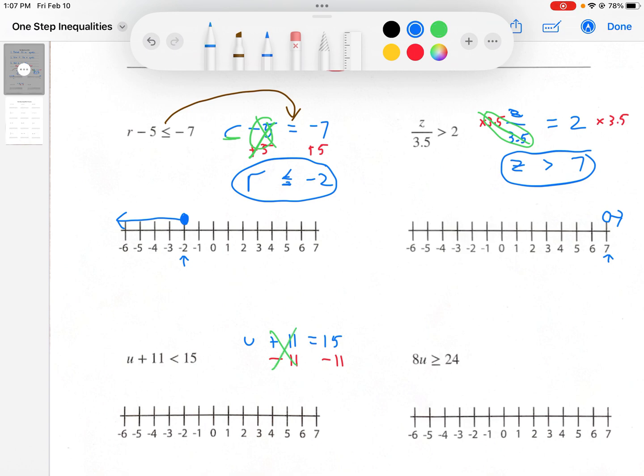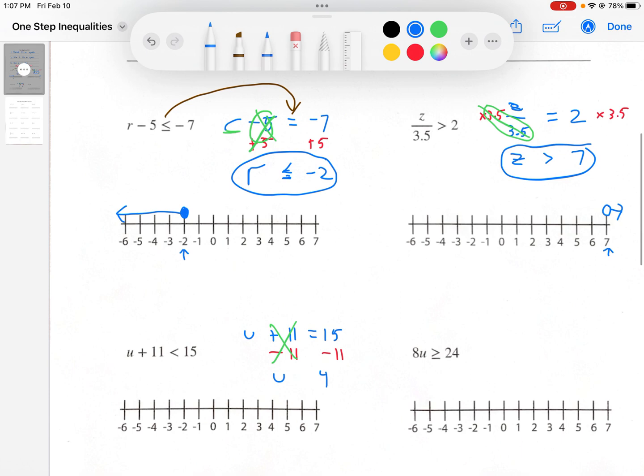Those cancel. I copy my u, and I know that that equals 4, except it's not equals. Originally, I had less than in my inequality, so I just need to put that back on. Now that I have the form of the inequality that I can graph, there's my answer. My circle is open because my sign doesn't have the line under it, and my arrow, like my inequality sign, points to the left.